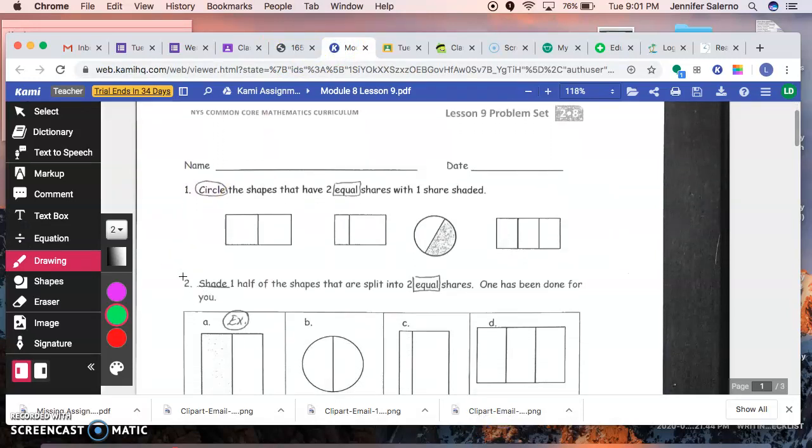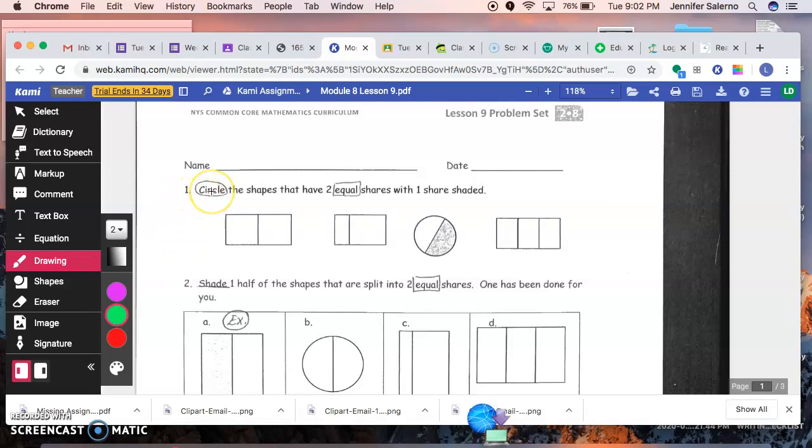So again, one big thing we started to talk about with fractions yesterday is that in order for it to be a fraction, it has to have equal parts. If the parts are not equal, then you do not have a fraction. So a lot of the work that we're doing today is going to be making sure we're identifying when those shapes are split into equal parts, okay? Because again, it is not a fraction if it's not equal. It's that simple. It has to be equal. So let's look at what number 1 wants us to do.